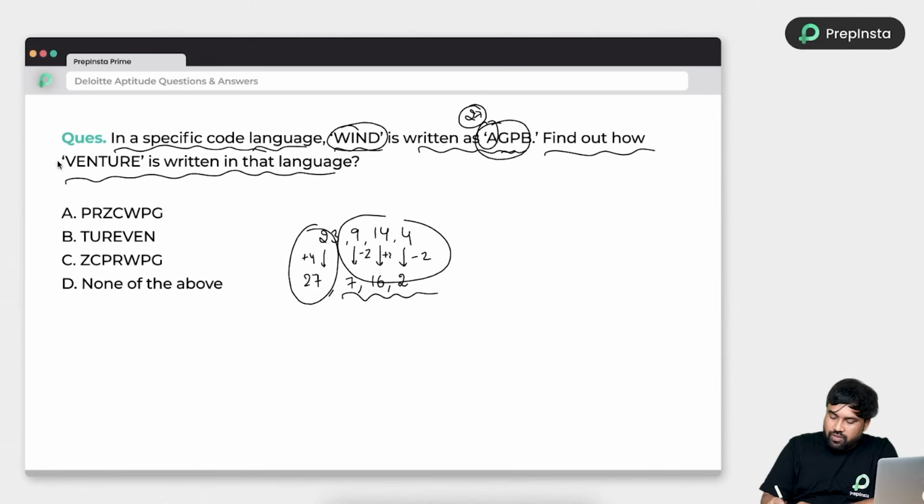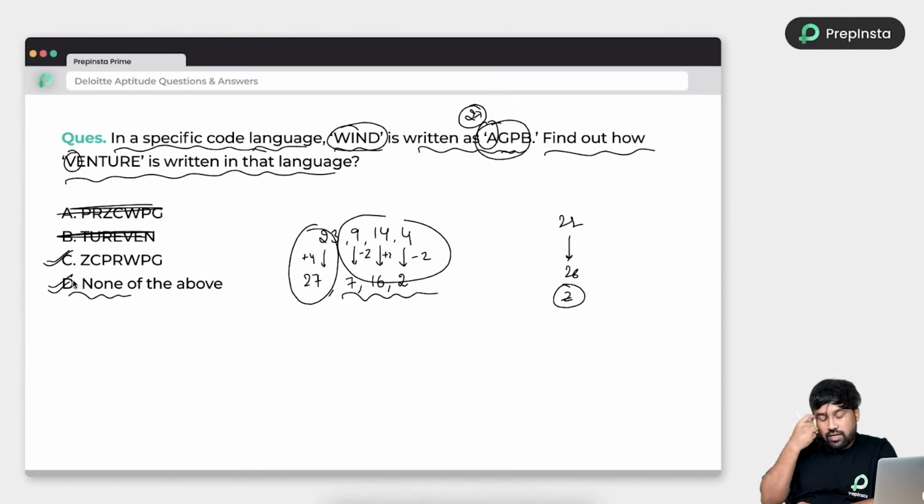So let's do that. V is 22. 22 plus 4 is 26. 26 is Z. So only one option has it, that is option C, or we have another answer, none. So we are left with two answers, so we have to verify our answer, right? So let's do this. E is 5. 5 minus 2 is 3. 3 is C.